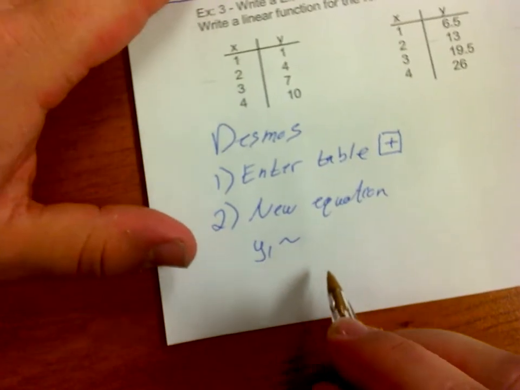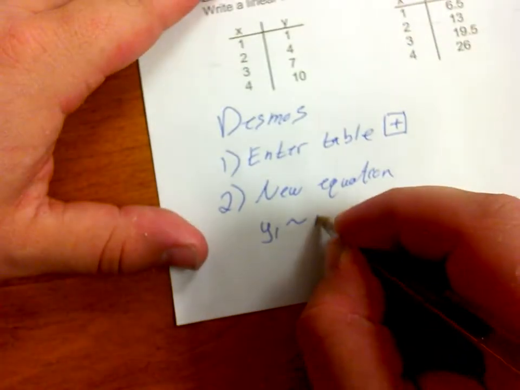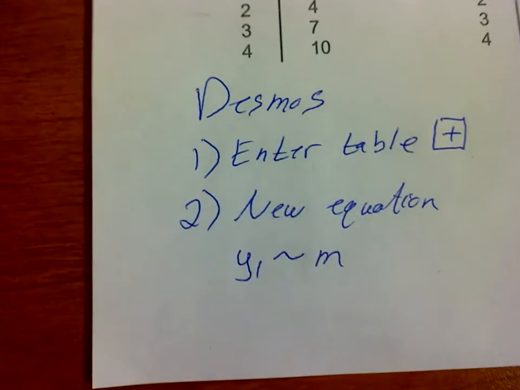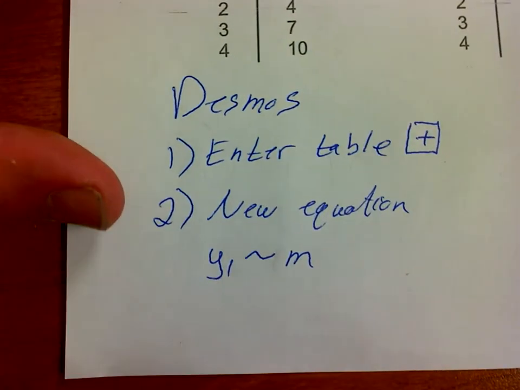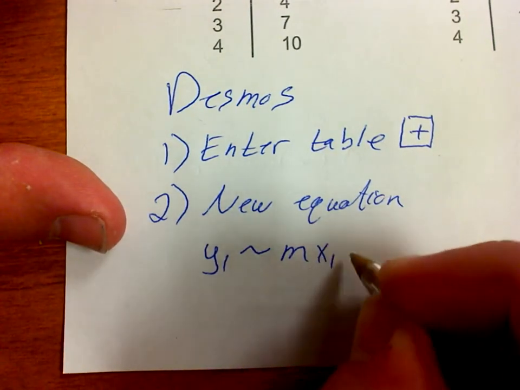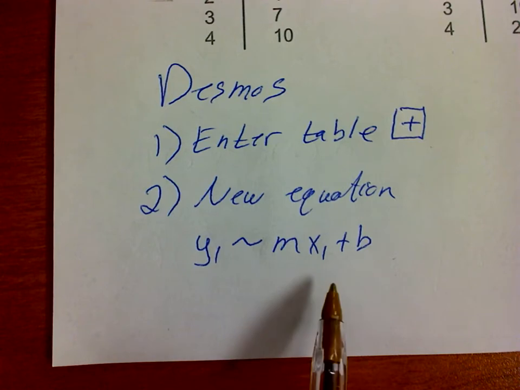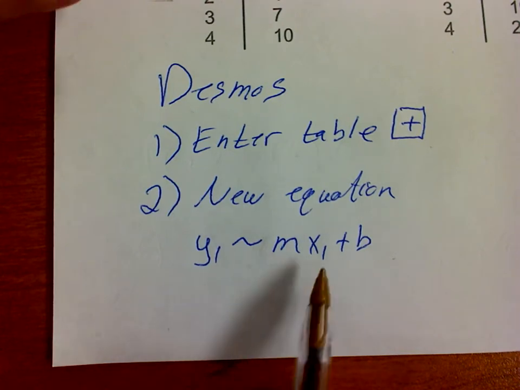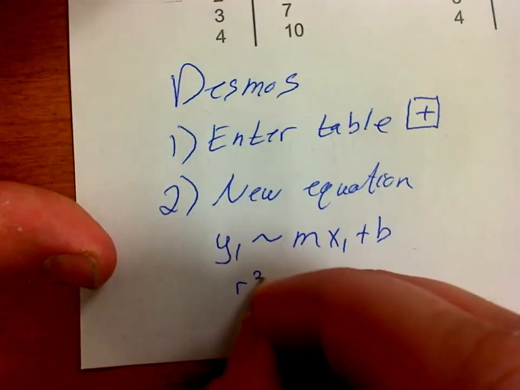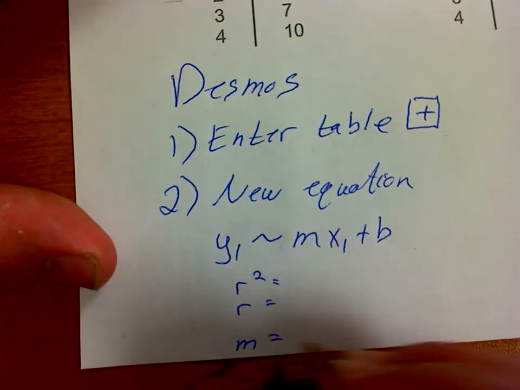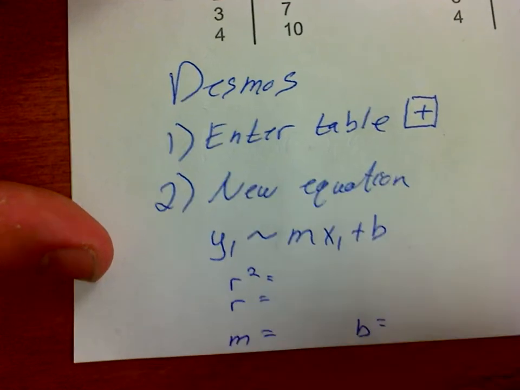Now the rest of it's kind of like our slope intercept equation. It's y is equal to mx plus b. But just like here before we had to have y1, here we're going to have x1 plus b. And actually we enter this in exactly like it's shown. Okay? Now when we do that, it's going to give us an r squared, an r value, and then at the very bottom is going to have an m equals and a b equals.